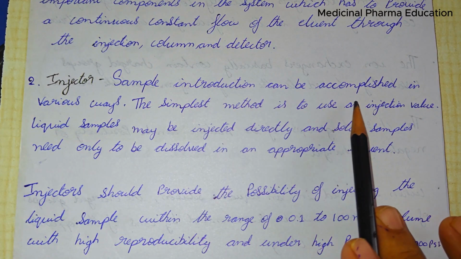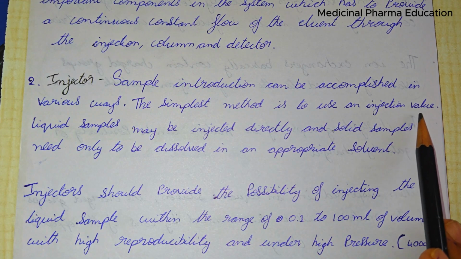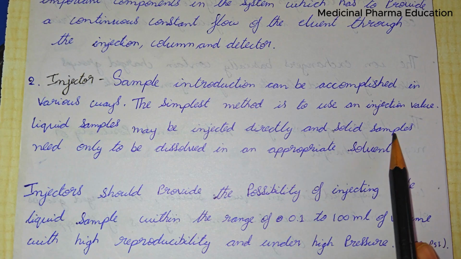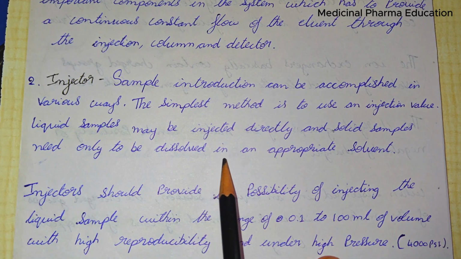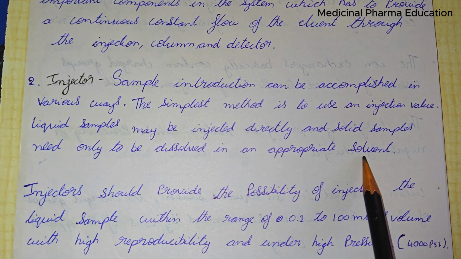Sample introduction can be accomplished in various ways. The simplest way is to use an injection valve. Liquid samples may be injected directly, and the solid samples need only be dissolved in an appropriate solvent. So here it is telling that the liquid samples can be directly injected, but the solids, firstly they have to be dissolved in a suitable solvent.